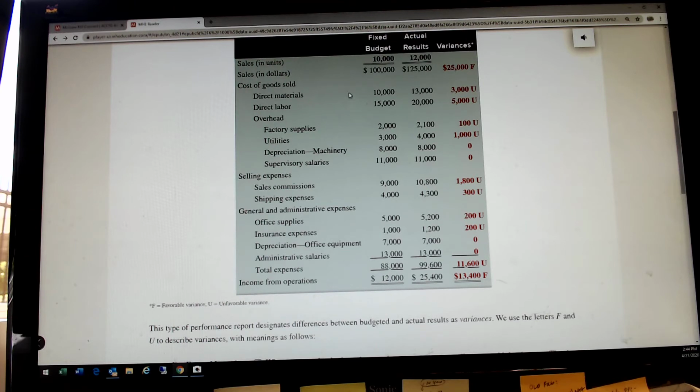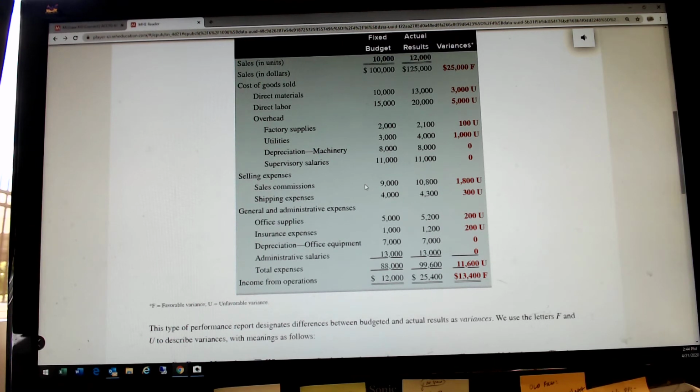So let's just run down the line here. Direct materials, that's a variable cost. The more units I produce, the more that cost is going to be. Direct labor is variable. Factory supplies, I would say, is variable. Utilities are variable. Depreciation, fixed. Supervisor salaries, fixed. They get paid the same regardless of how many units that we sell.